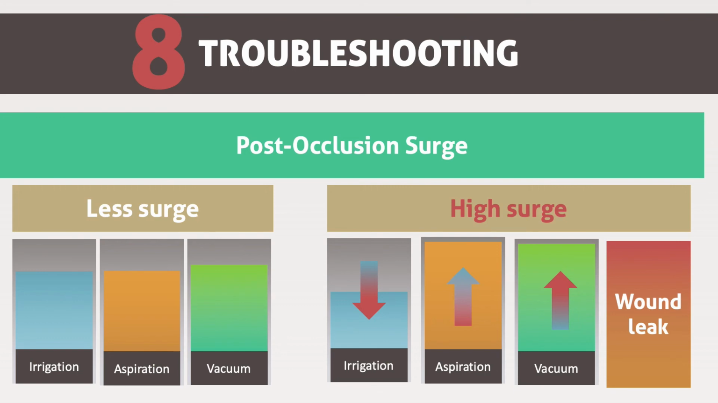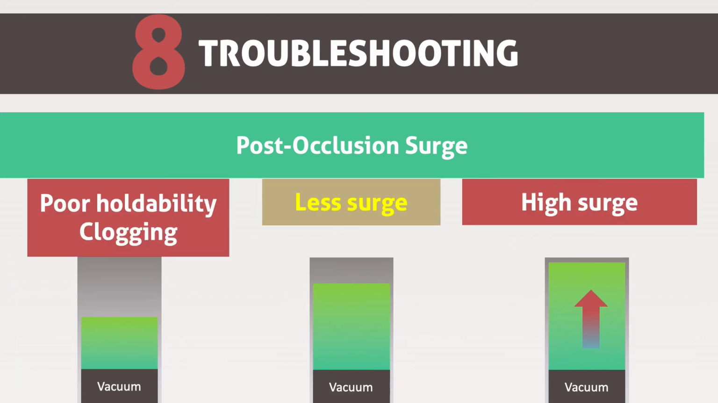So we have to reach a balance between inflow and outflow to avoid surge and its related complications by increasing the irrigation or decreasing aspiration and vacuum. Also, if the cause is excessive wound leak, for example from the paracentesis, the surgeon can place a suture and make a new paracentesis, or remove the second instrument if the surgery allows.